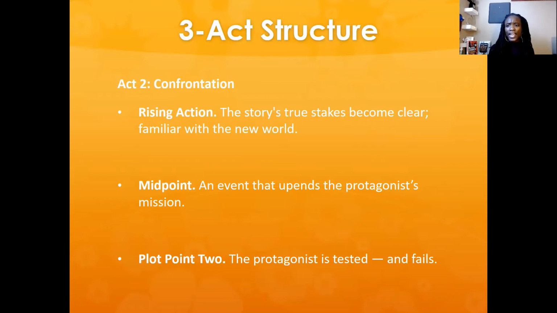So the rising action, the story's true stakes become clear. We see exactly what is at stake. If the superhero doesn't do X, maybe they're going to lose their family, maybe the world's going to blow up, right? Whatever the stakes are.